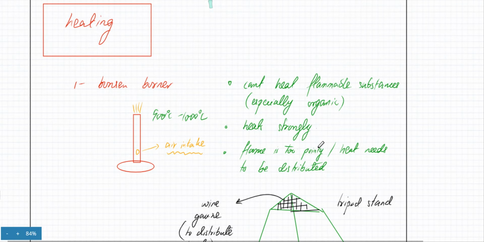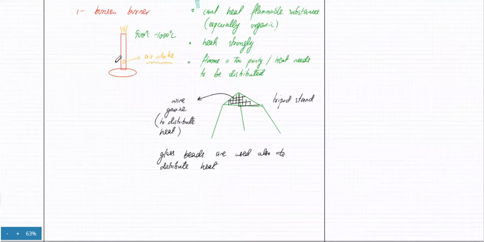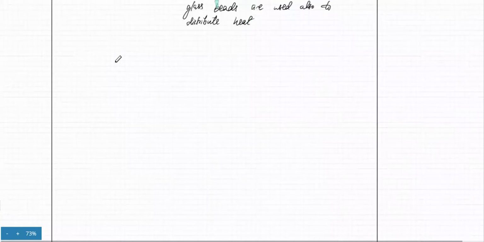For that, what you use next to a Bunsen burner is a tripod stand with a wire gauze on top. And sometimes glass beads are used to distribute the heat evenly, because this is a very pointy flame and it burns those things up. Anyways, there are other ways of heating substances, so we're going to look at some other ways.